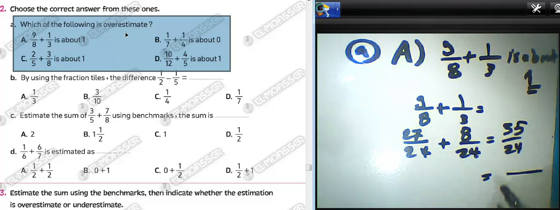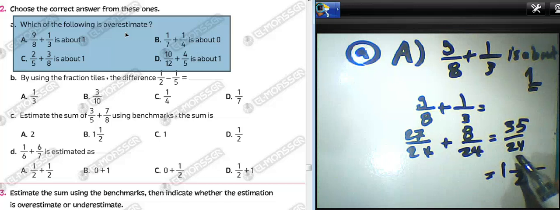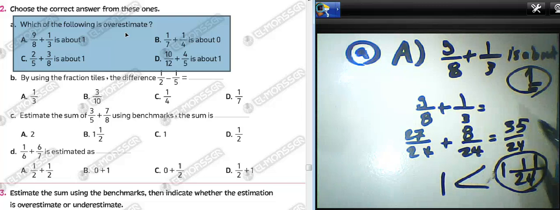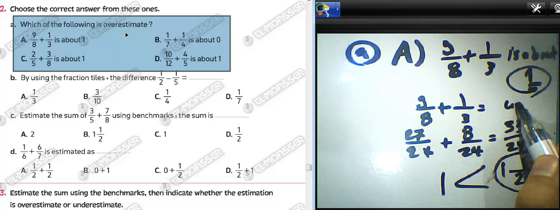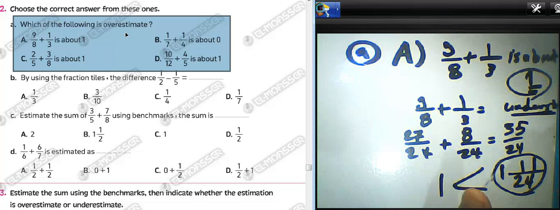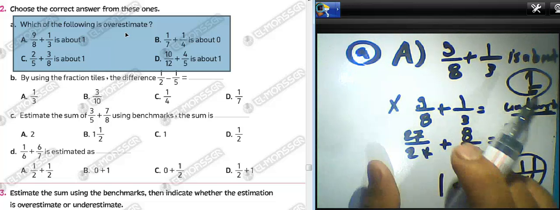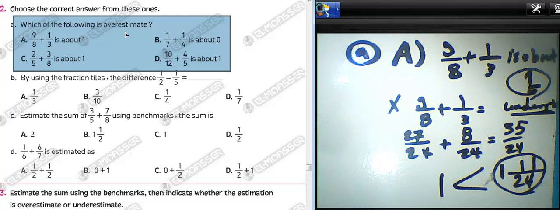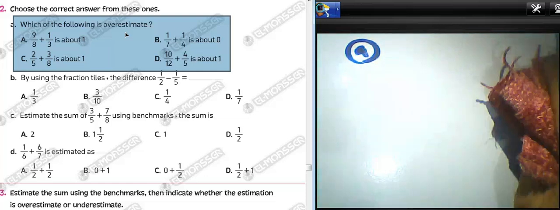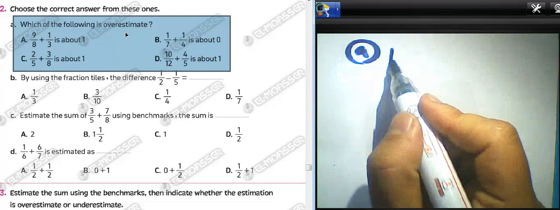We must convert from improper to mixed number. Write 1 outside here and 24 in the denominator, and then find the difference between 35 and 24. 5 minus 4 equals 1 and 3 minus 2 equals 1. So the actual number here is greater than the estimation. So this estimation is an underestimate, not an overestimate. He asked about overestimate, so we can't choose letter A for this example. Then we will go to letter B. We will solve letter B here.